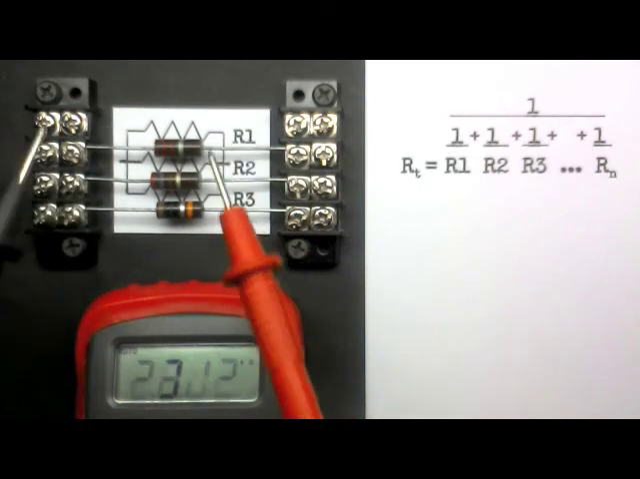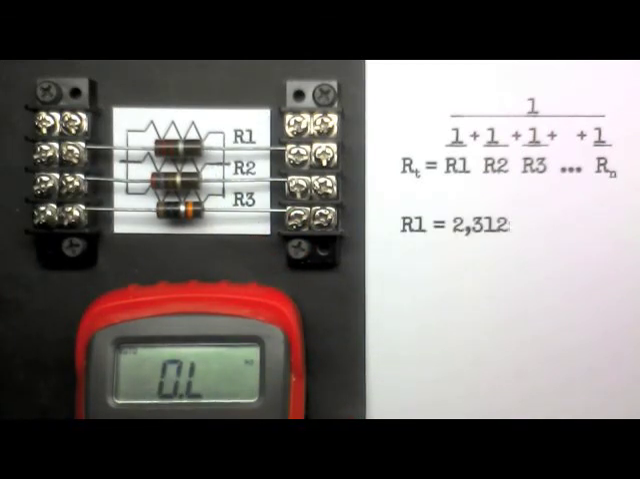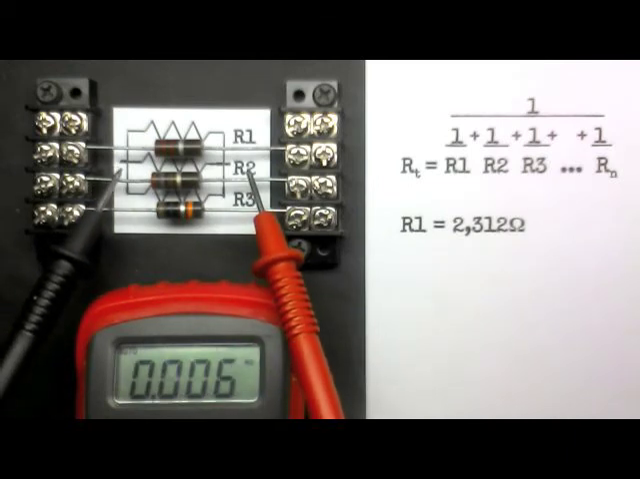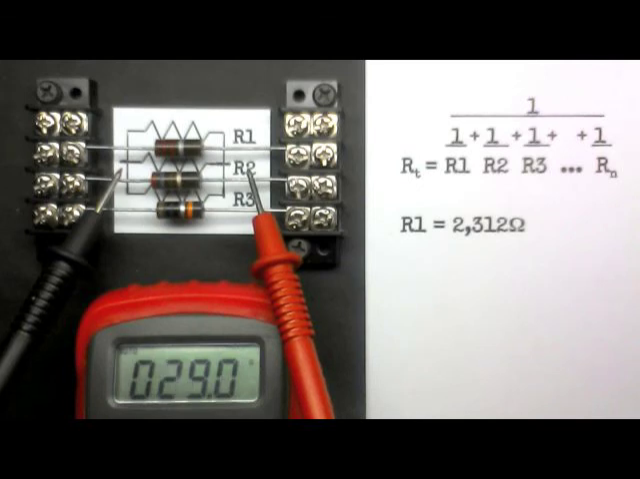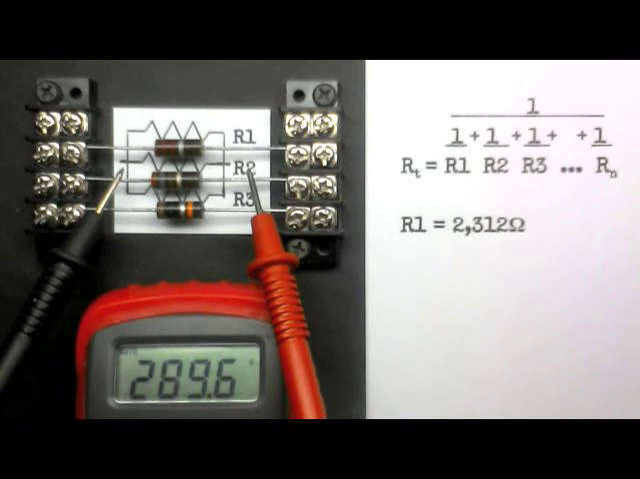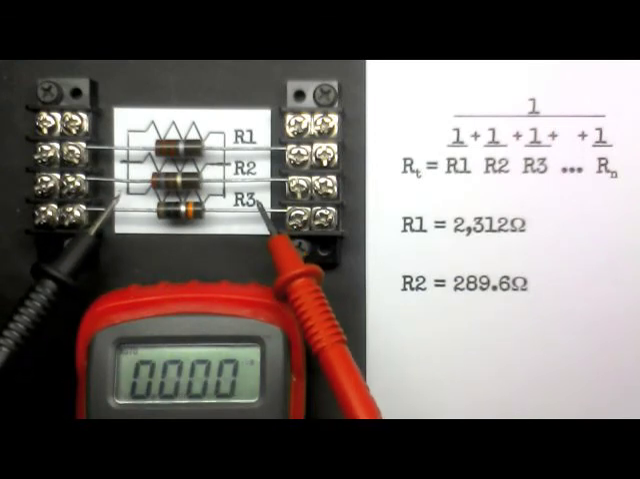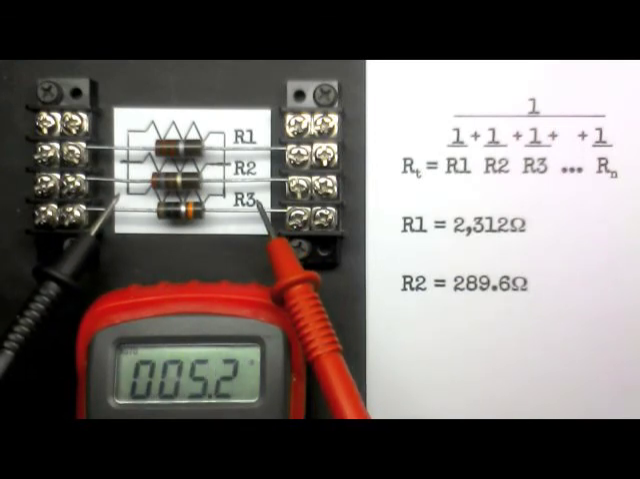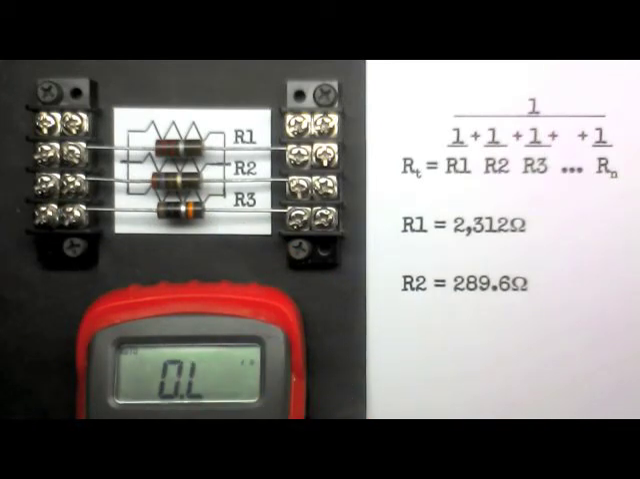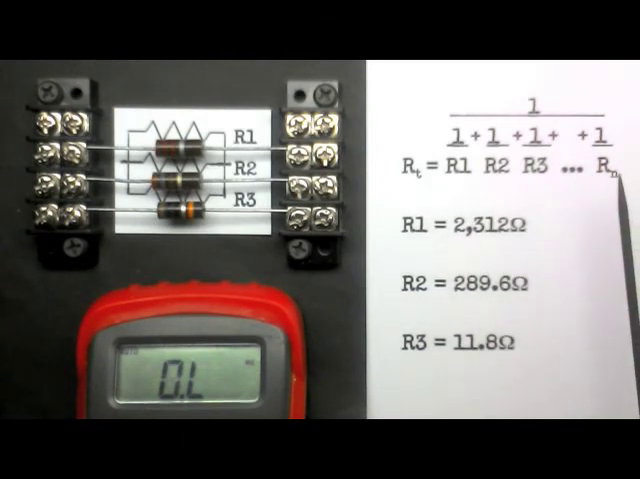R1 is 2,312 ohms. R2 comes in at, wait for it, 289.6 ohms. And R3 is a whopping 11.8 ohms. So we have our three values. We're going to plug them into this equation.